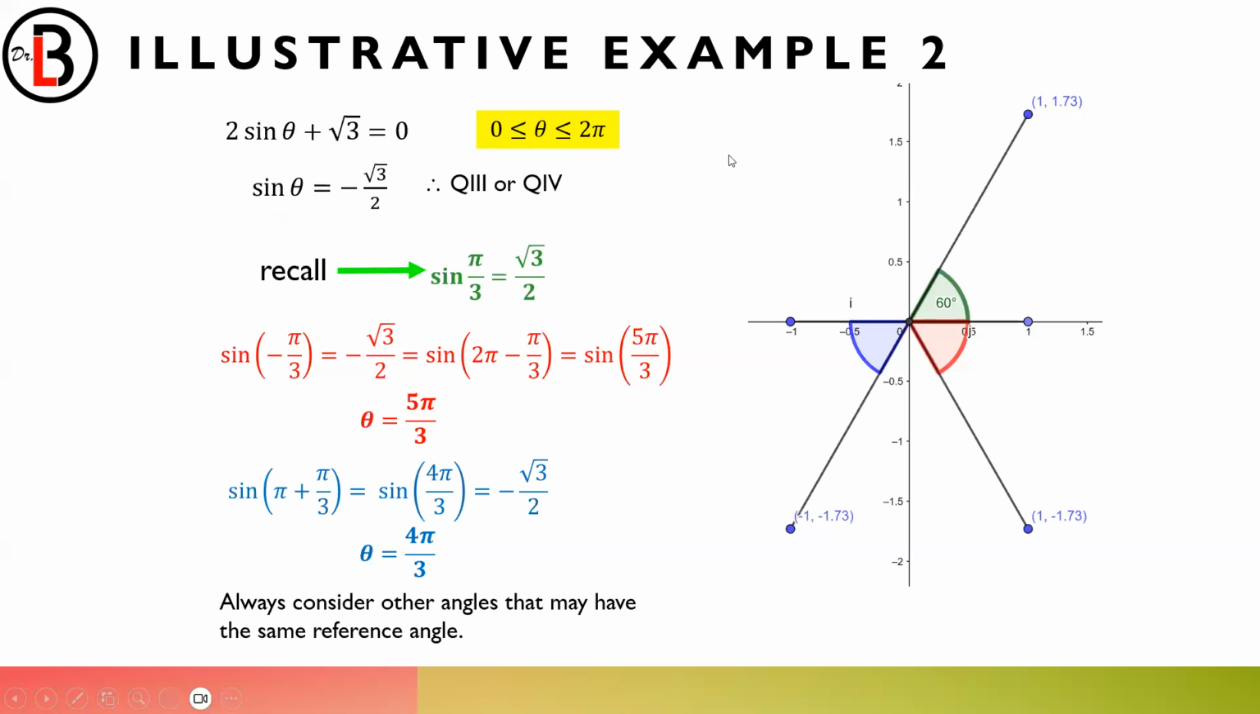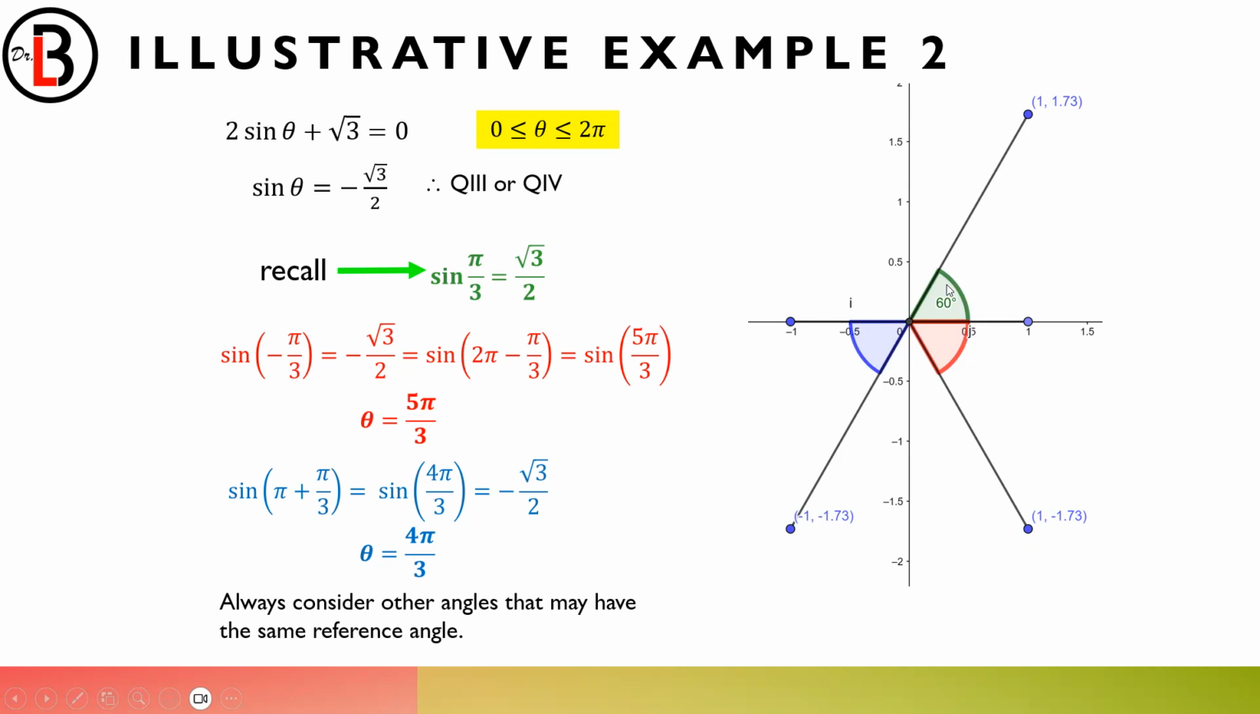Let's go to illustrative example number 2. 2 sine theta plus square root of 3 is 0. So let's transpose. Negative square root of 3 all over 2 is equal to sine theta. Now, it is stated in here that the answers should only be from 0 up to 2 pi. Look, you know that sine will be negative in quadrants 3 and 4. Okay? And then when you check the arc cosine of square root of 3 over 2, you will be getting 60 degrees. But then you know that it's negative, so it's 60 degrees in quadrant 3 and 4.